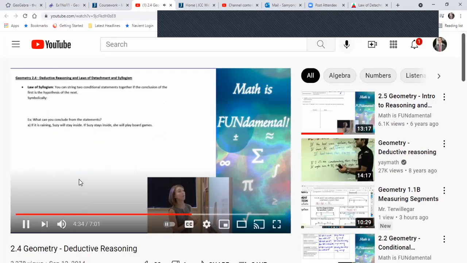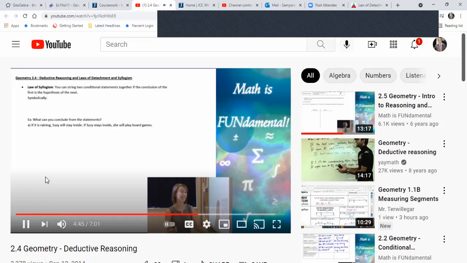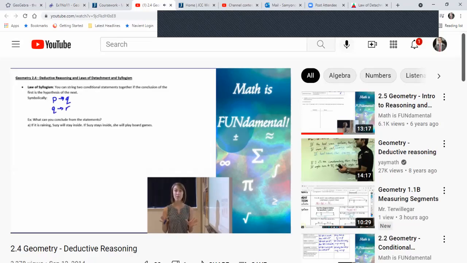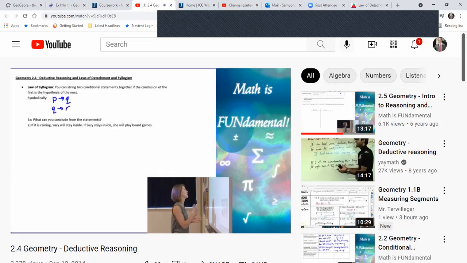All right, last piece of information, we have the law of syllogism. That states that you can take two conditional statements and string them together if the conclusion of the first one is the hypothesis of the second one. So symbolically, I would have P then Q, and then I would have Q then R. So I have three pieces of information here that are totally separate, but the conclusion of the first one ends up being the hypothesis of the second. If I have those specific orderings, I can conclude the statement P then R. So I can take out the middle guy, I can take out the Q.